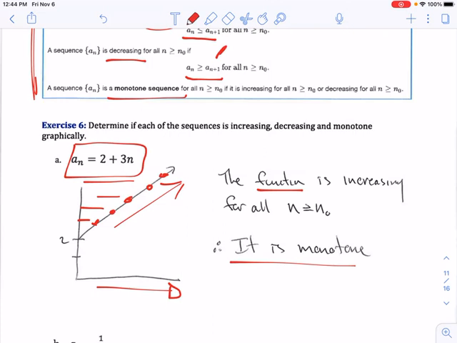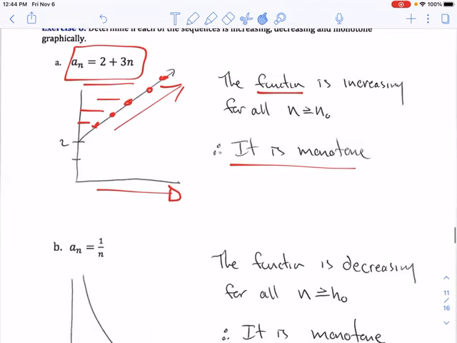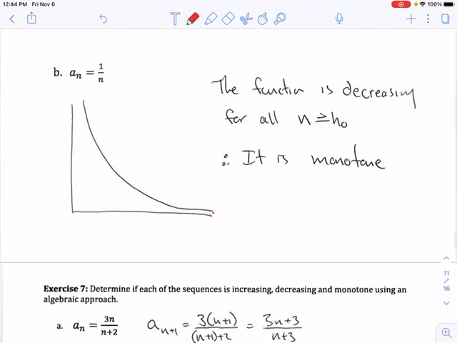So if it's always increasing or always decreasing over its given domain, now the domain may be restricted. In some cases, we will be restricting the domain. If the domain is restricted, then within that restricted domain, if it's always increasing or always decreasing, then it is monotone. In the second example, we have a decreasing sequence. Insert the word sequence there.